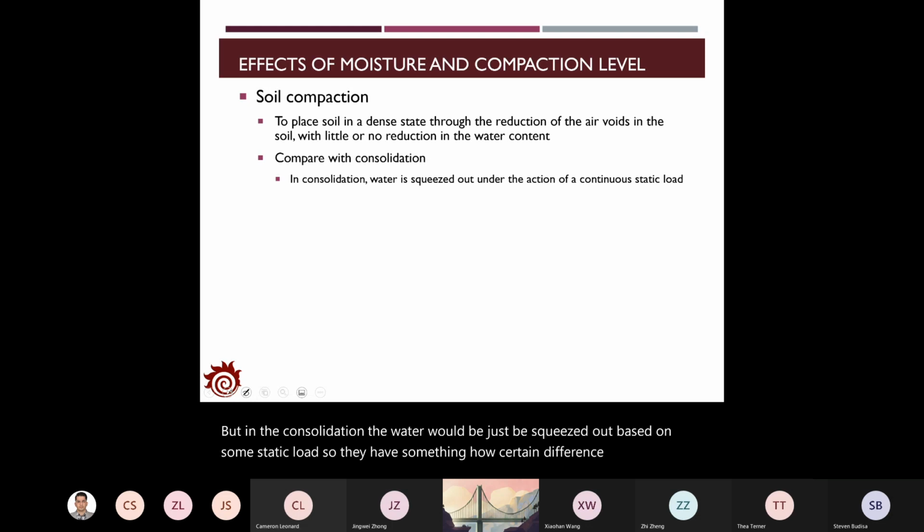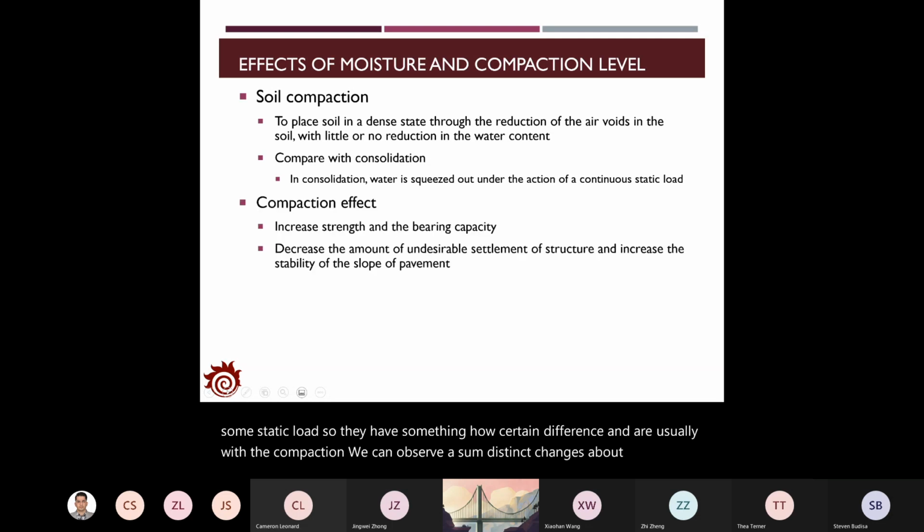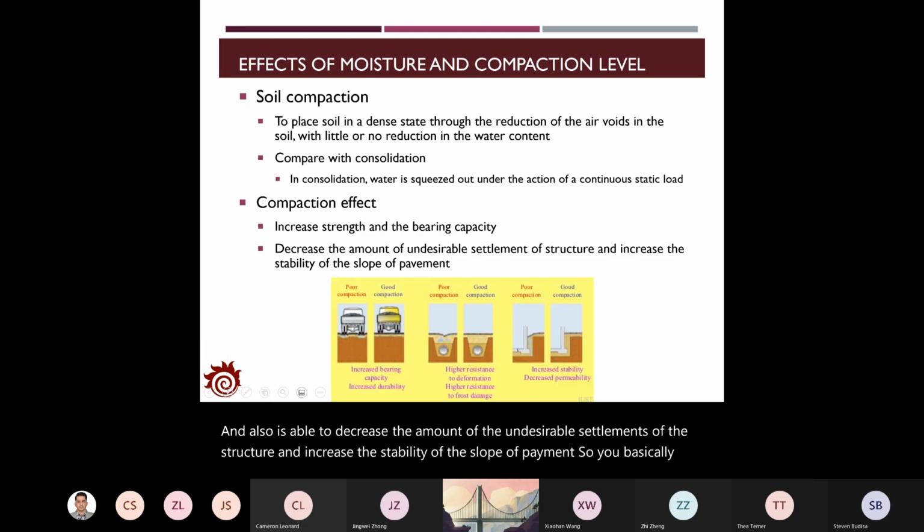And usually with the compaction, we can observe some distinct changes in the soil. By applying the compaction, the strength and the bearing capacity of the soil can be increased, which means that the stiffness of the soil will be increased, and it is also able to decrease the amount of undesirable settlements of the structure and increase the stability of the slope or pavement. So you can observe this effect in these three pictures.